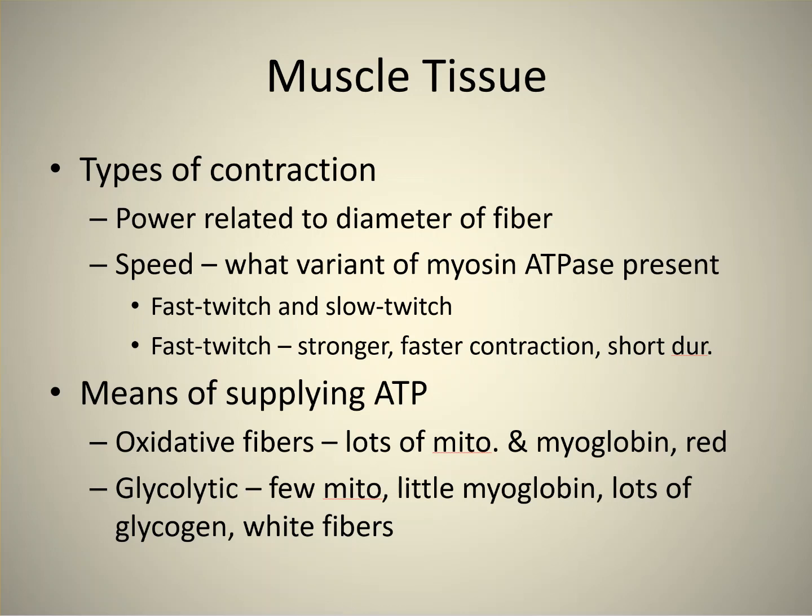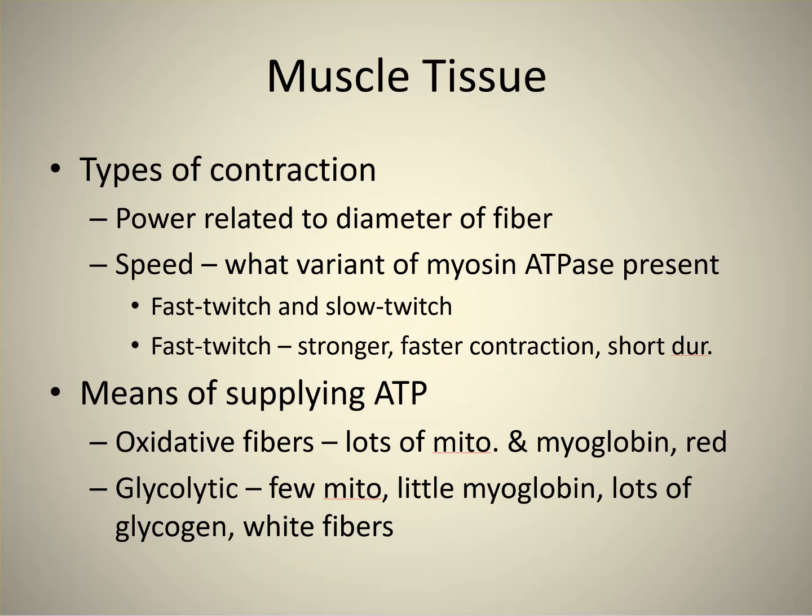Okay, slide 31. Types of contraction. Power, that is really fast contraction, generates a lot of power, or slower contraction that generates less power. And power is related to the diameter of fiber. This is hyperplasia of a muscle fiber. Like I said, if you go to the gym and work out, you make these big muscle fibers, and they generate a lot of force.